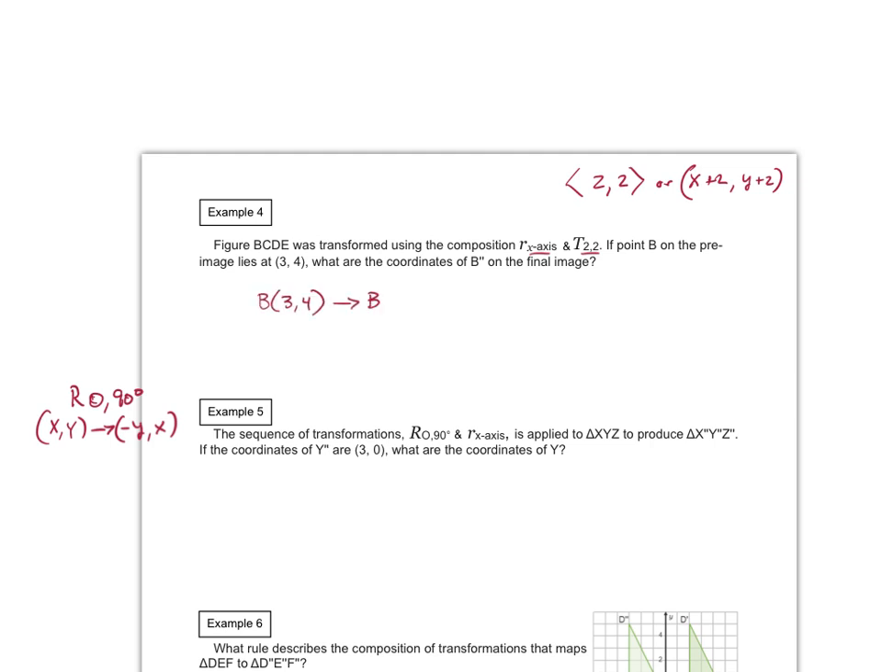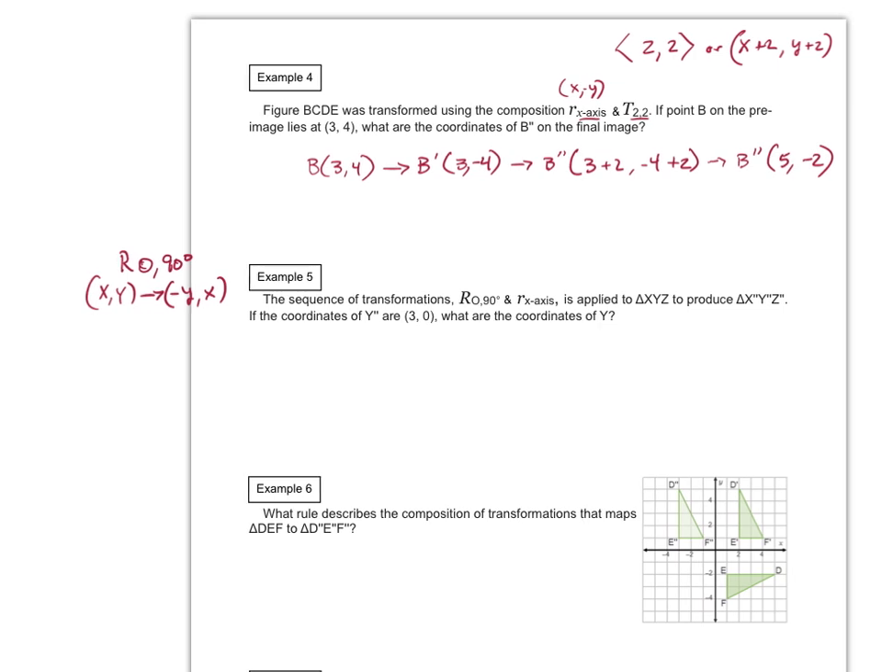B prime is going to be reflecting over the x-axis. My x remains the same, and then my y turns the opposite sign. So x remains the same, 3, and my y would be a negative 4 instead of a positive 4. And then for B double prime, I would have 3, and I'm going to add 2 for my translation. Then I have negative 4, and I'm going to add 2, and therefore B double prime should be equal to 5, negative 2. So that would be the location of B double prime after my transformation.